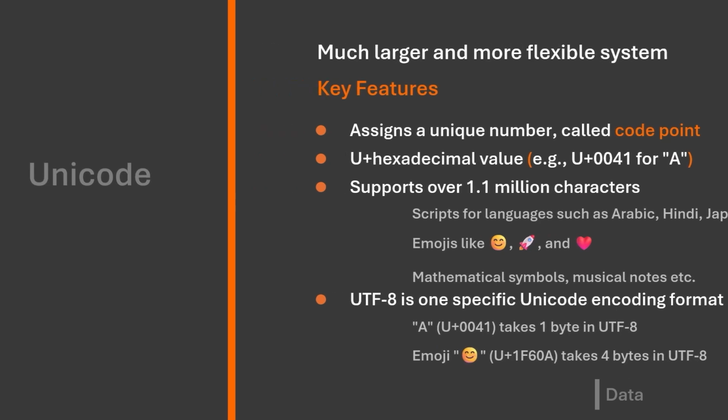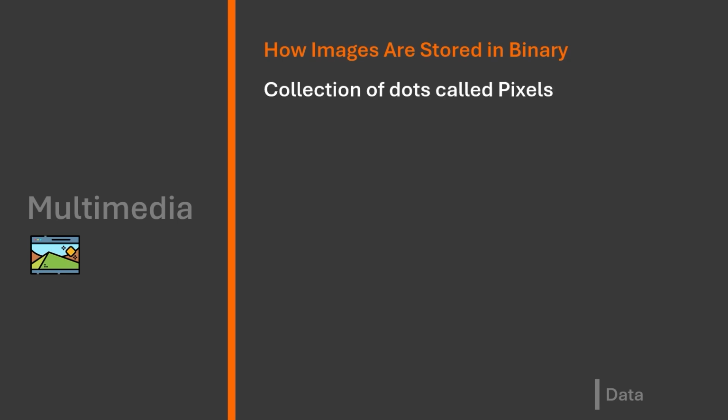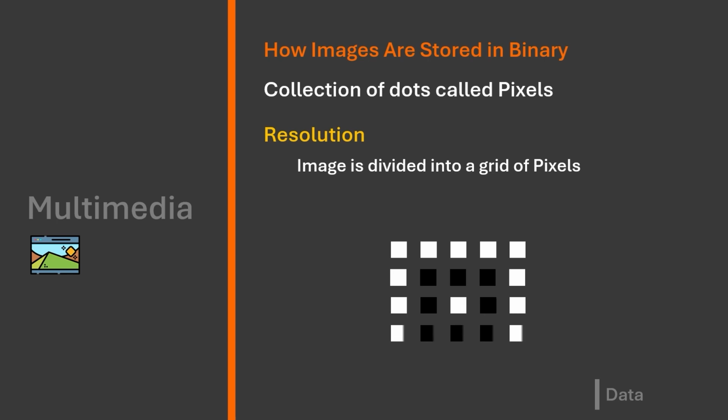Computers don't just process text, they can handle complex multimedia data like images, sound, and video. Despite their complexity, all of these media types are ultimately stored and processed as binary data. Let's first look at how images are stored in binary. An image is essentially a collection of tiny dots called pixels, which is short for picture elements. The image is divided into a grid of pixels. What we have on the screen is a 5x5 resolution image with 25 pixels.